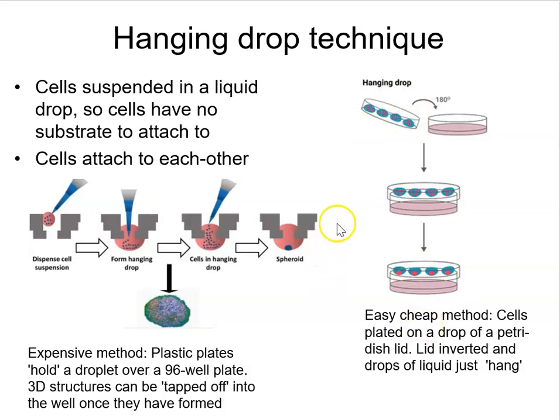You can also buy inserts that fit into 96 well plates where you pipette your liquid. This is a cross section through an insert that goes into the top of a 96 well plate, and the liquid just hangs in this little cavity here and we get a spheroid forming. What we can then do once these spheroids are formed after about 5 days is tap the plate and this drop of liquid drops into the 96 well plate down below, and then you can do your experiments.